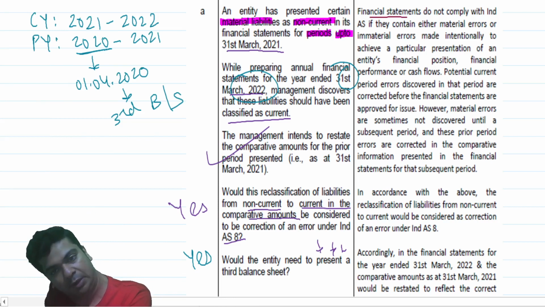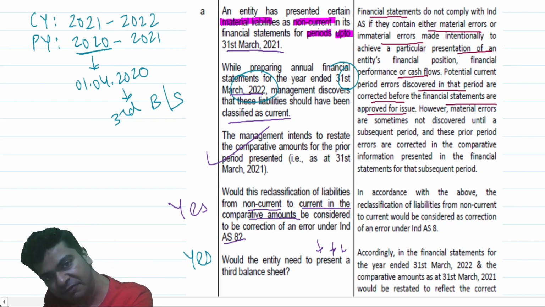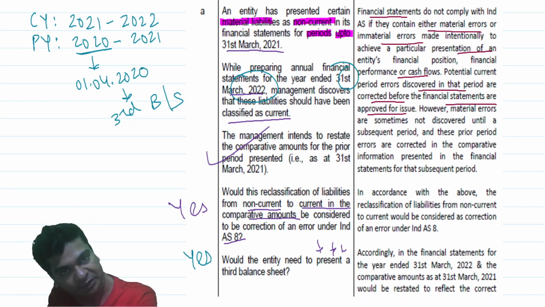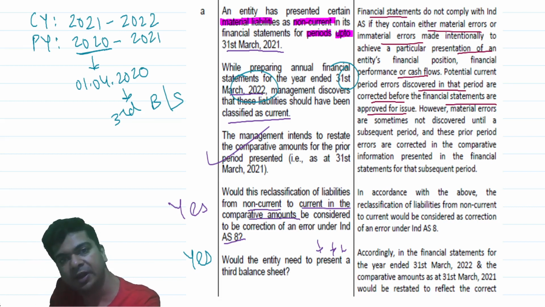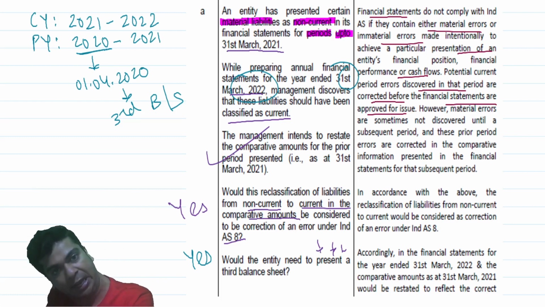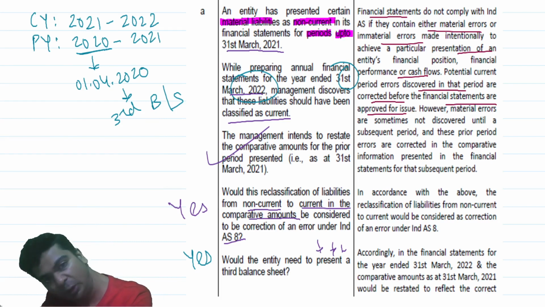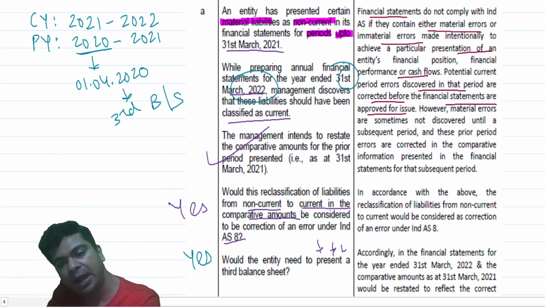Financial statements do not comply with Ind AS if they contain either material errors, or immaterial errors made intentionally to achieve a particular presentation or cash flows. Potential current period errors discovered in that period are corrected before the financial statements are approved for issue. Right now, I am finalizing my financial statements. In the current year itself, if I discover certain errors, they should be rectified. But certain errors may still creep in, which I may not be able to discover in the current year. And I discover that in the next year or subsequent years. And that's when it becomes a prior period error.